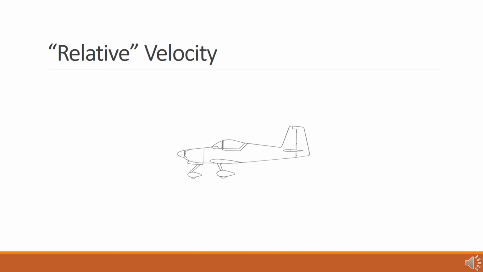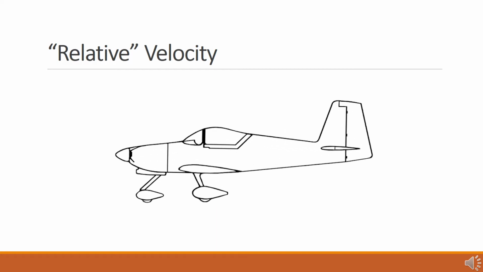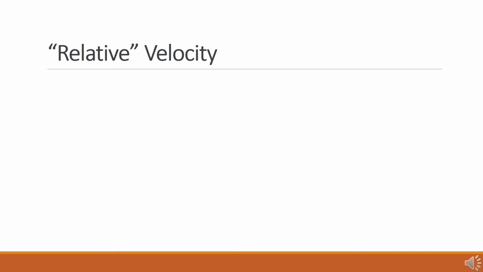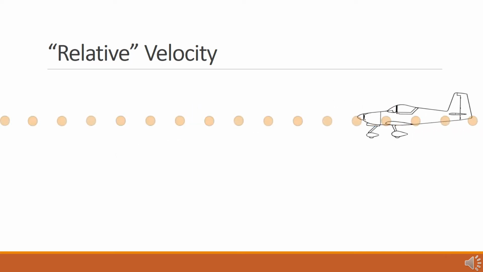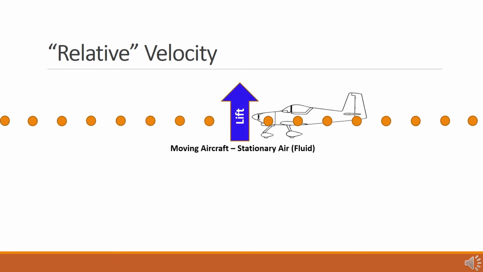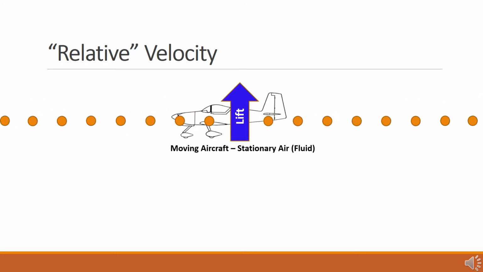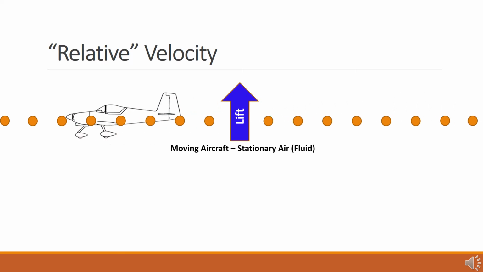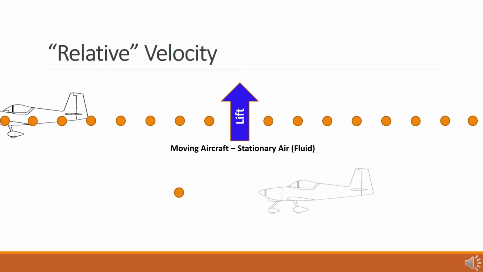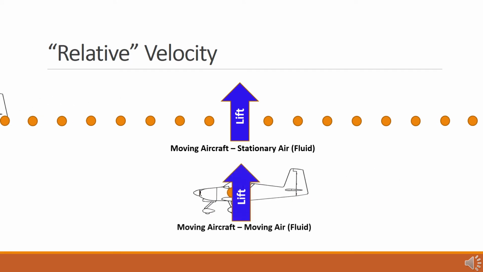Lift is a mechanical aerodynamic force generated by the motion of a solid object and a fluid, which may be either a liquid or a gas. To generate lift, there must be a difference in speed or velocity between the solid object and the fluid. If there is no relative motion, there is no lift. It makes no difference whether the object moves through the stationary fluid or the fluid moves past a stationary object, or both the solid and fluid are moving at different speeds.